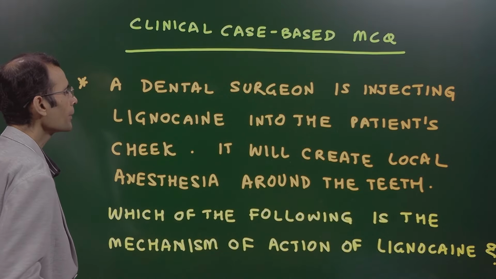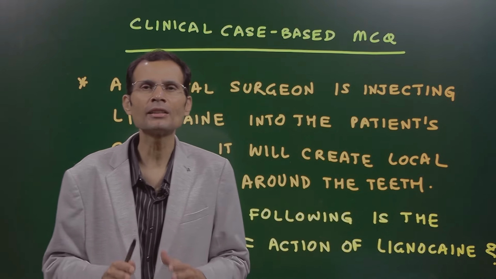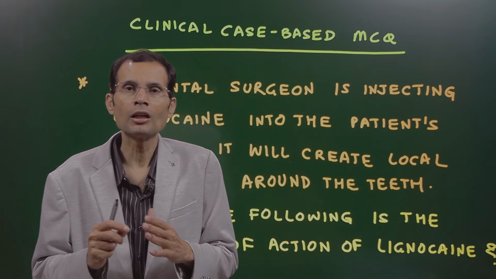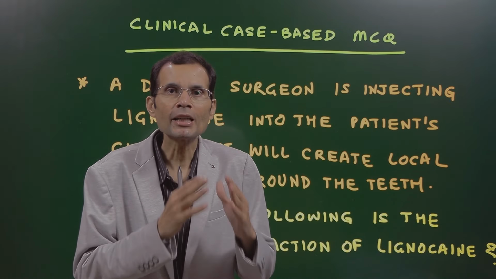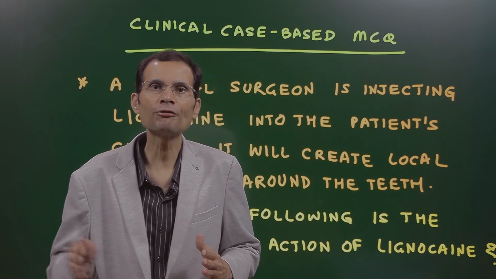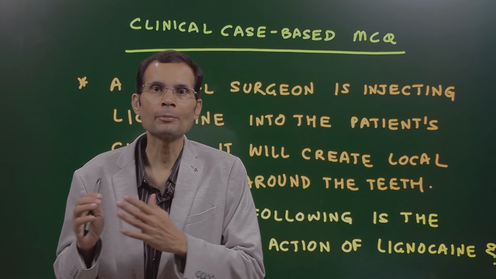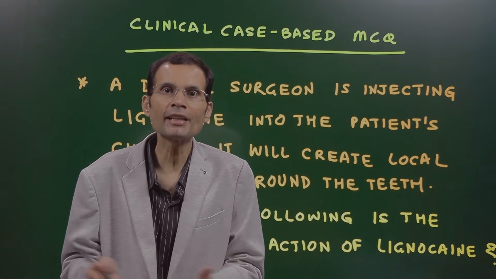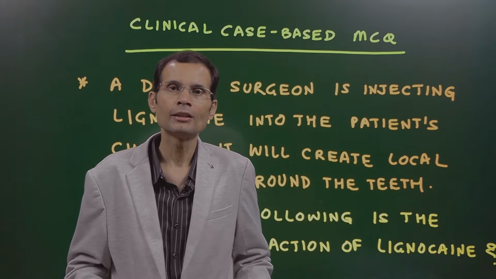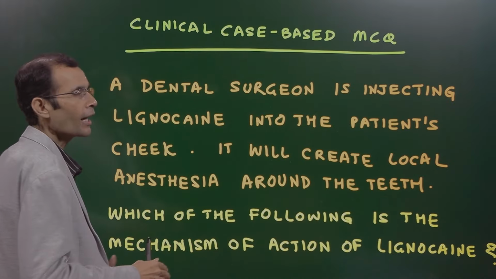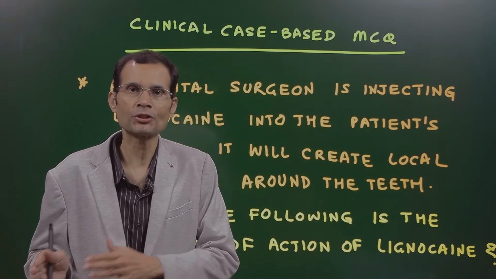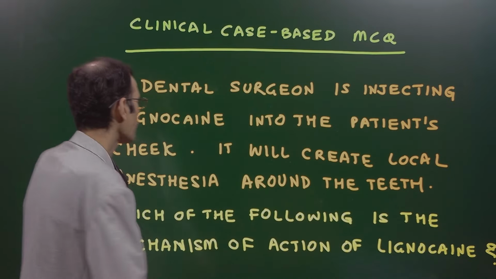Which of the following is the mechanism of action of lignocaine? So simply, this MCQ is based on the mechanism of action of lignocaine. Now basically it's the impulse transmission that is stopped by the lignocaine. Nerve fibers, let's say pain carrying fibers, are not sending any impulses and therefore pain is not felt. So the only thing that we have to know now is how the lignocaine stops the pain transmission or the impulse transmission.